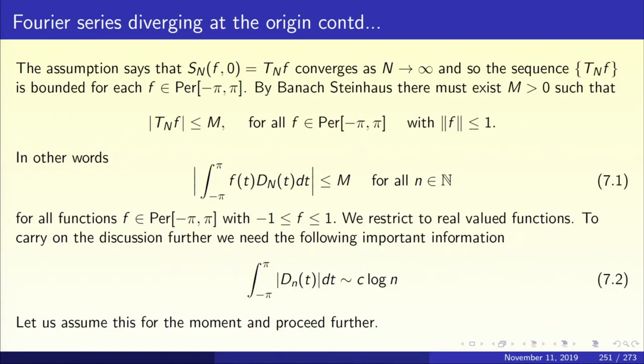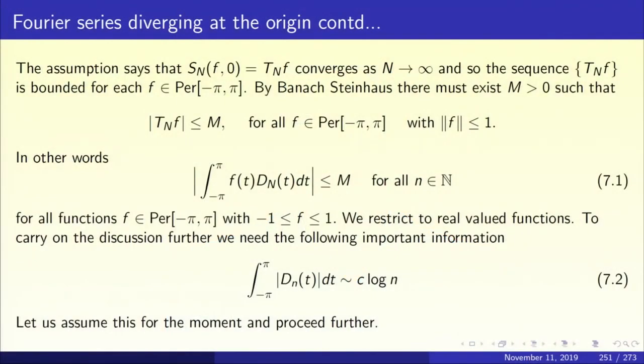In other words, the modulus of the integral from minus pi to pi of f t Dn t dt is less than or equal to M for all n, and whenever f is periodic with minus 1 less than or equal to f less than or equal to 1. We are going to work with real functions in this application. So now to carry on the discussion further, we shall need some important information concerning the absolute value of Dn t integral.